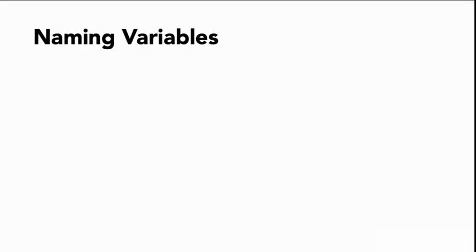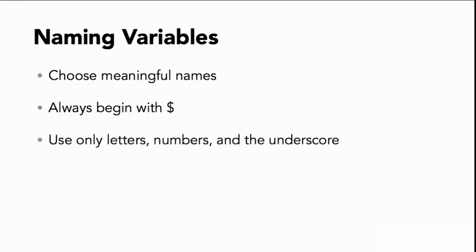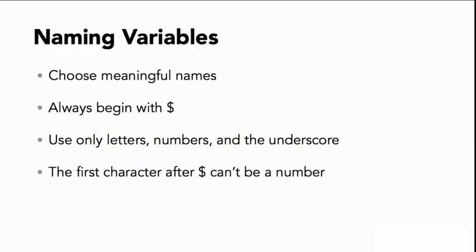So to recap, choose meaningful names for variables. Always begin variable names with a $ sign. Use only letters, numbers, and the underscore, but don't use a number as the first character after the $ sign. And above all, remember that variables are case sensitive. Using the wrong combination of uppercase and lowercase is one of the most common beginner mistakes.